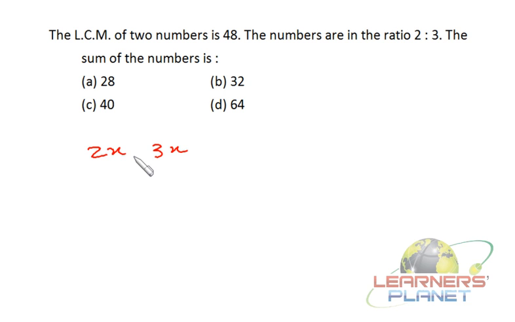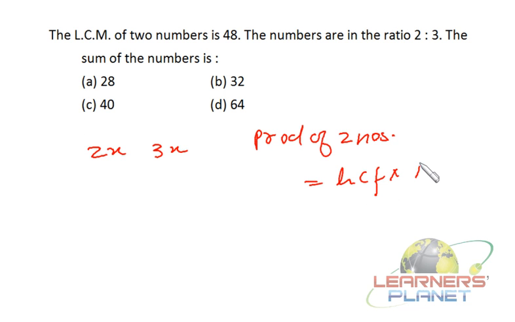x. Then we can use a concept that the product of two numbers is equal to their HCF into LCM. That is, the product of two numbers is equal to their HCF into LCM. Now the product of two numbers will be 2x into 3x. Their HCF is x and their LCM is 48. Okay, now we can solve this.